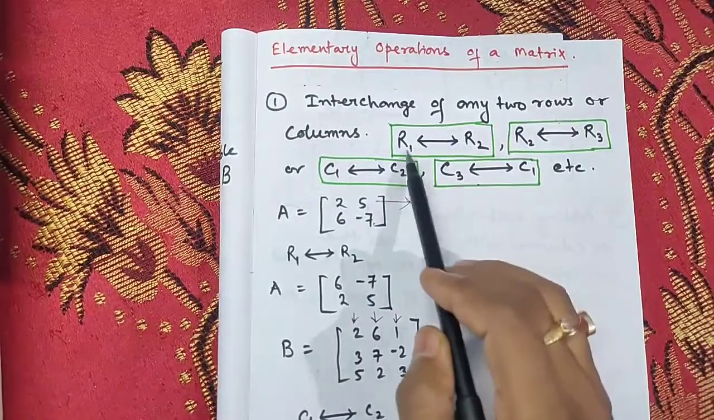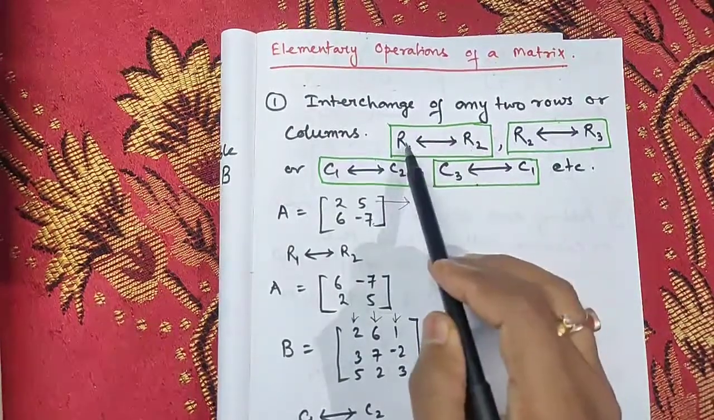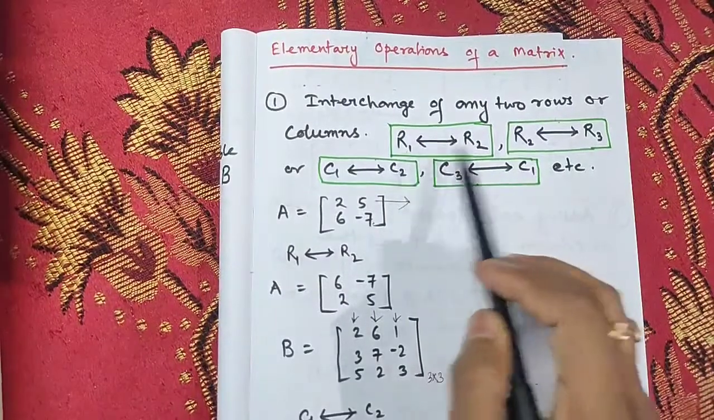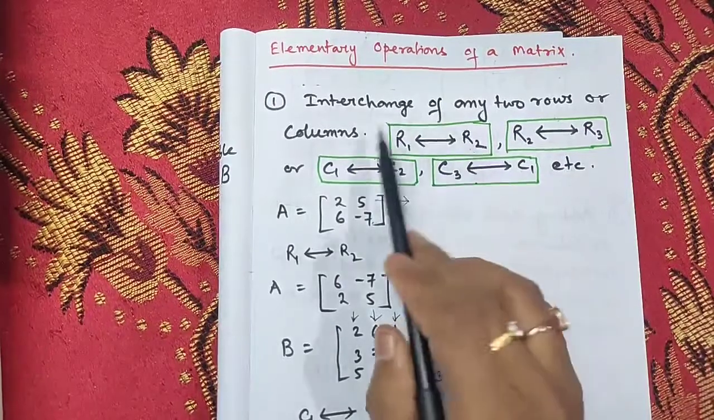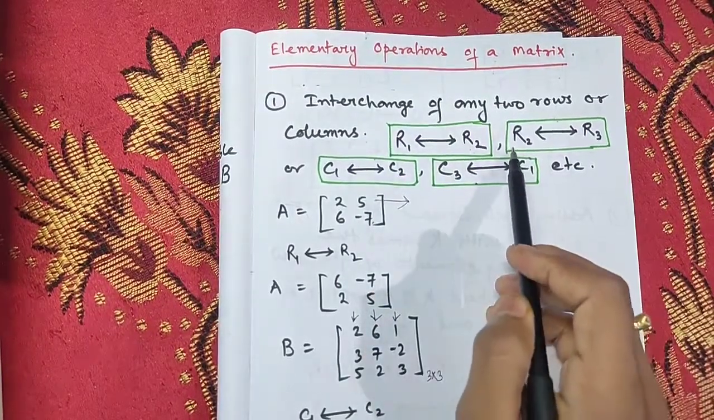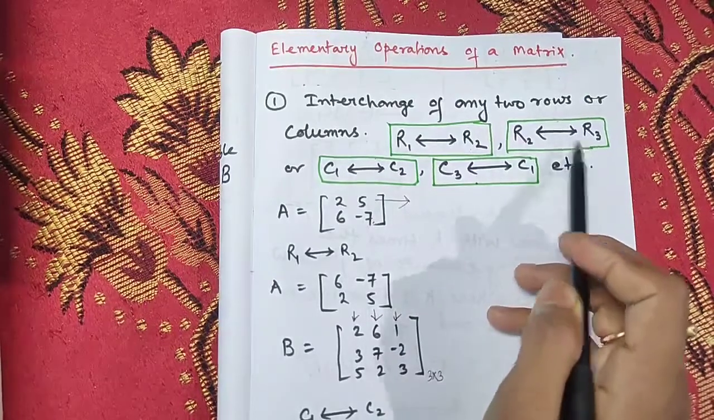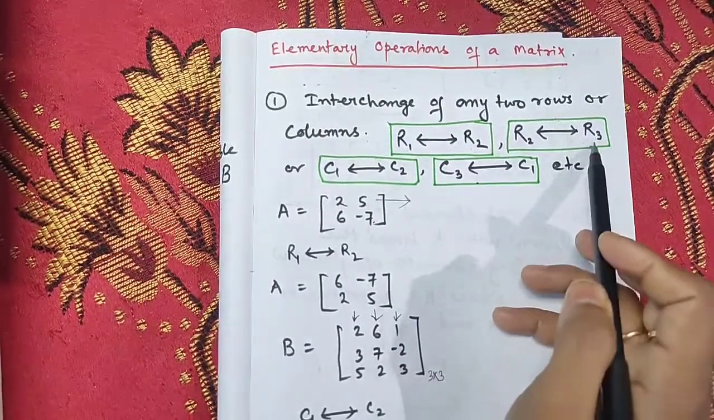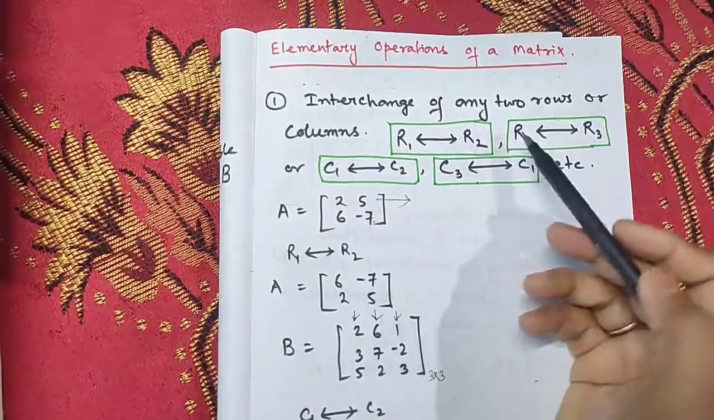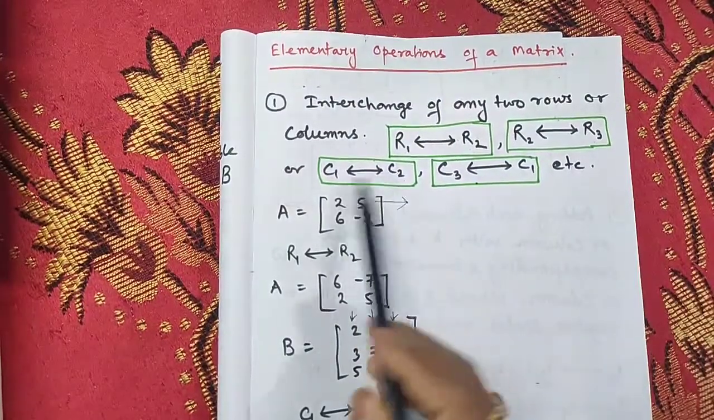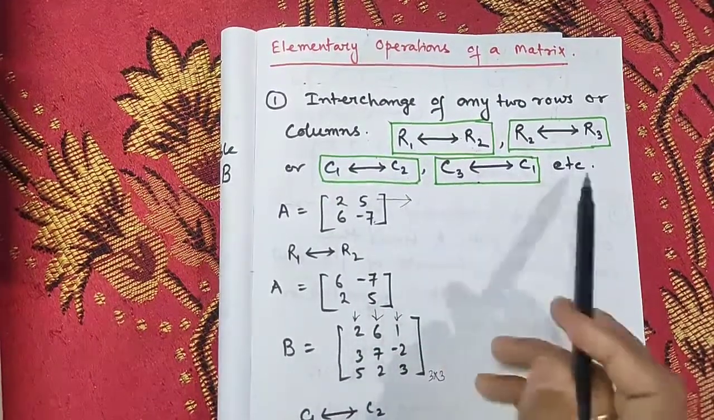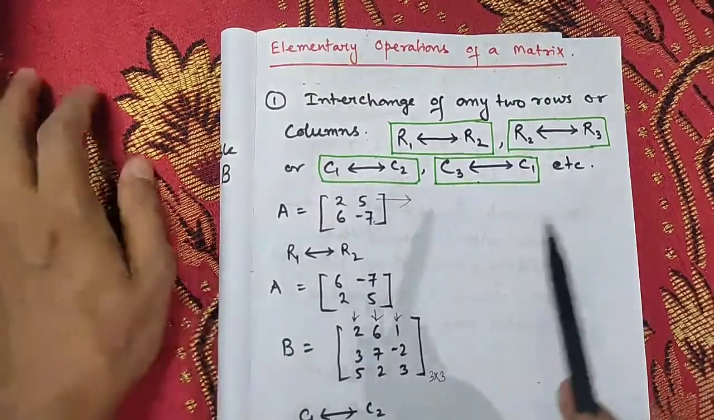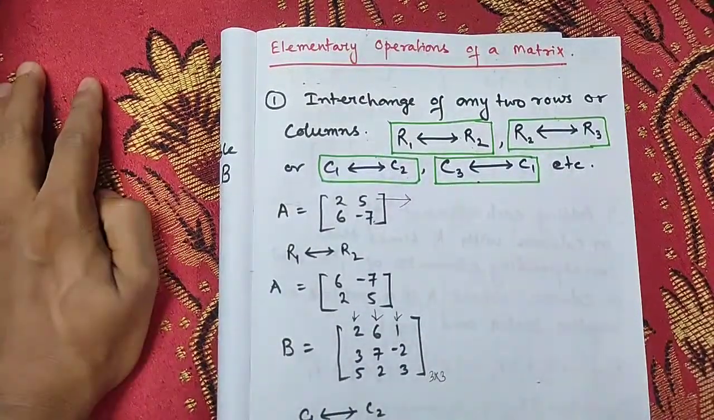See, in this operation we are interchanging row 1 and row 2. So we write it like this: R1 ↔ R2. This means we are changing R1 into R2 and R2 into R1. Same with R2 ↔ R3: we are changing R2 to R3 and bringing R3 as R2. Or C1 ↔ C2, column 1 and column 2 we are interchanging. C3 ↔ C1, column 3 and column 1 we are interchanging. So like this we apply the elementary operation for interchange.